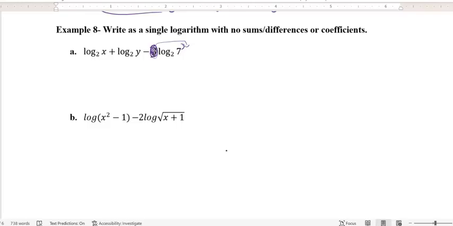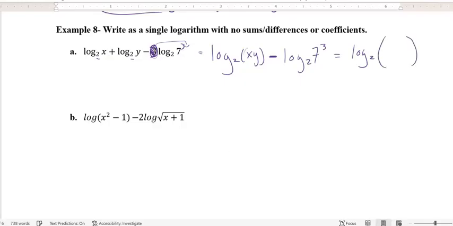That guy's gone. And now apply, you can do it all at once, but if I did it one at a time, I'd say, okay, plus means product. So a single logarithm, base 2. Now these bases have to line up, which they do, of x times y. Plus means product. Minus the log base 2 of 7 to the third. And now I just have two logarithms and a difference, which is going to translate to a quotient. And the first part of that is the numerator, and the second part is the denominator.